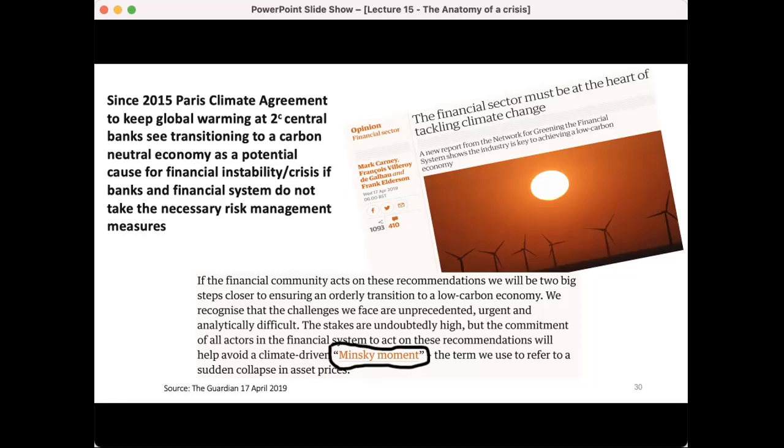Now, it's being used incorrectly. It's not a Minsky moment in the way that Minsky would have understood it. But what it's suggesting is that capital can be used and is available for climate change, but only if it makes a return. And to my mind, the form of financing that is best equipped to deal with climate change is not markets, but is actually the government sector that we've talked about earlier on today.